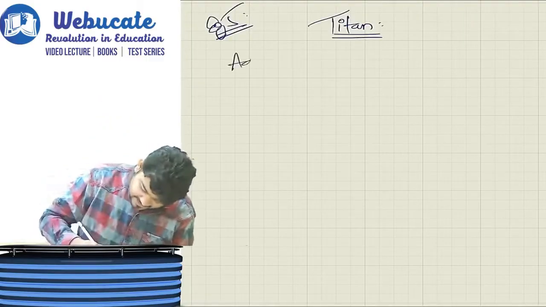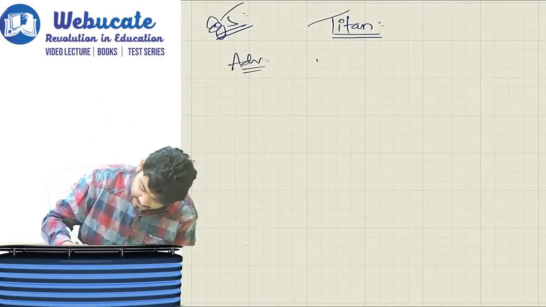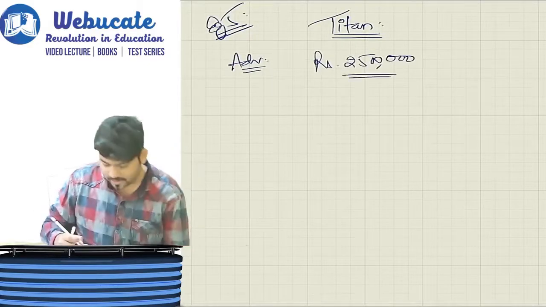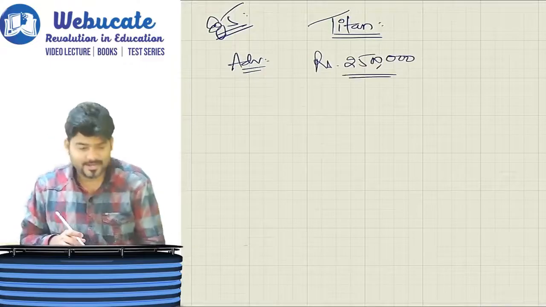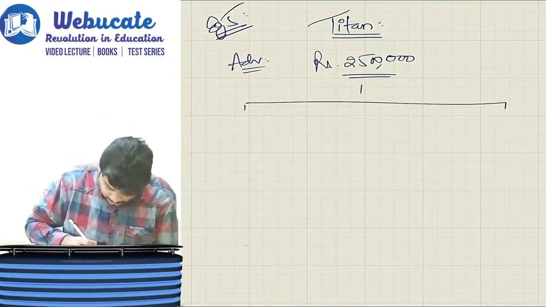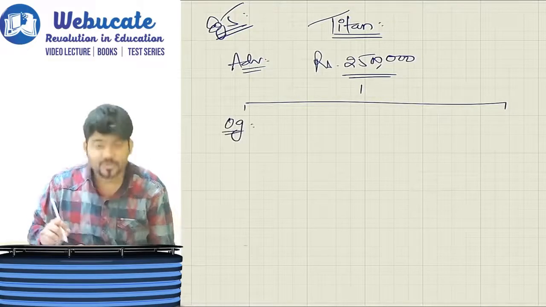So Titan, now what does Titan do? Titan has an advertisement budget. It spends on advertisement rupees 25 lakh. And it has 5 brands. What are the Titan brands? Do you know? One is the original brand, Titan original.